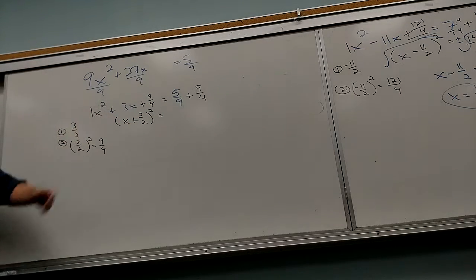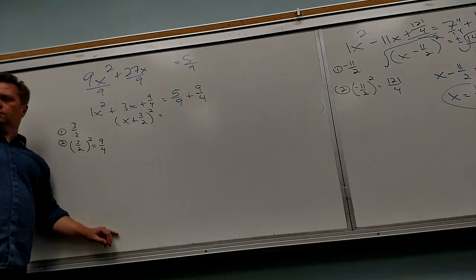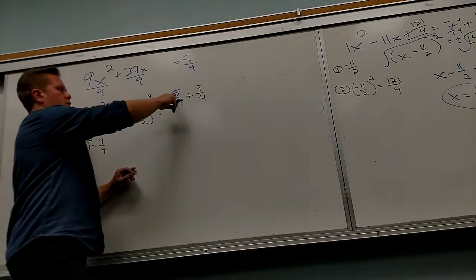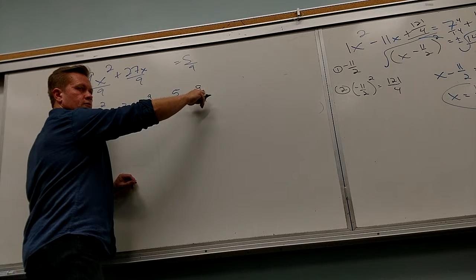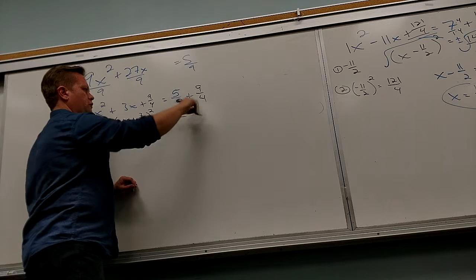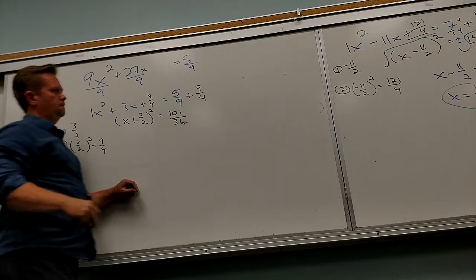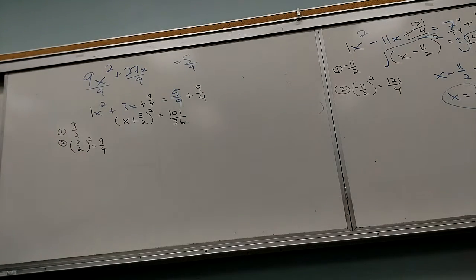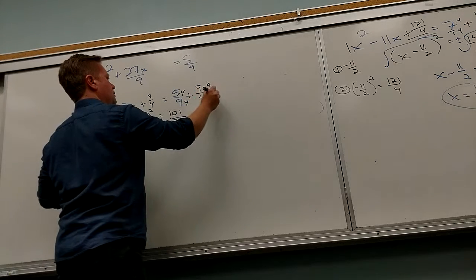And then over there, just gotta get those together. How we doing? Everybody all right? So this will be, needs a 4, needs a 9, so it'll be 20 plus 81 over 36. Become a 36. Is that right? You needed a 4. You needed a 9.